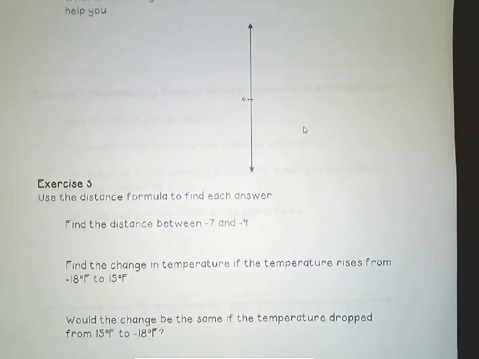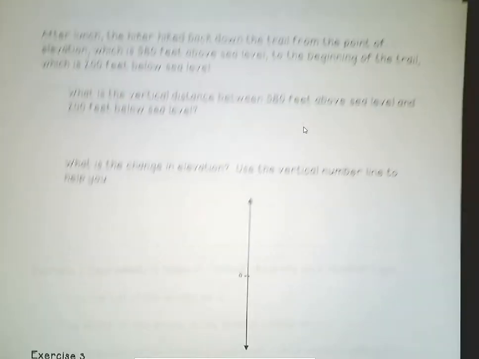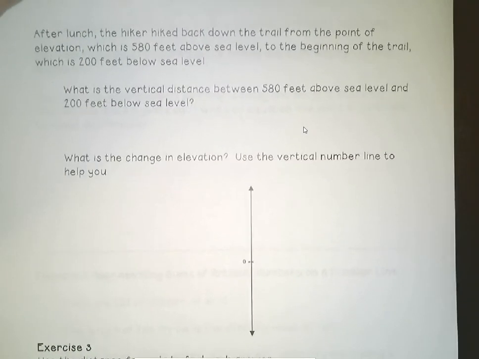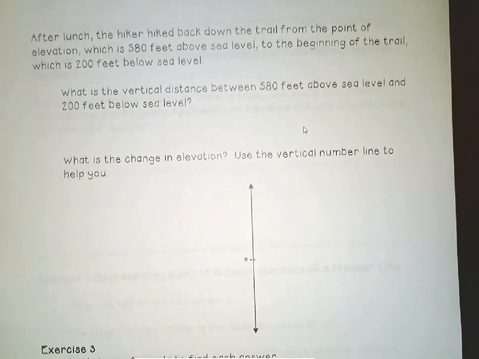Moving on. After lunch, the hiker hiked back down the trail from the point of elevation, which is 580 feet above sea level, to the beginning of the trail, which is 200 feet below sea level. What is the vertical distance between 580 feet above sea level and 200 feet below sea level? Again, they're showing you how the order doesn't matter.